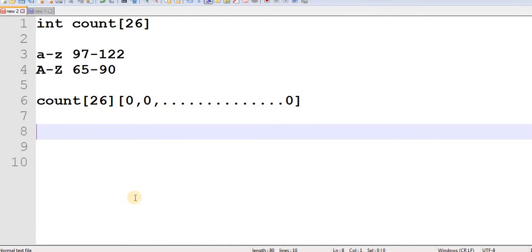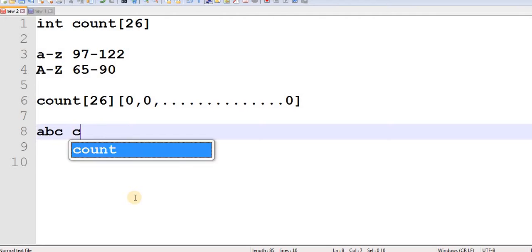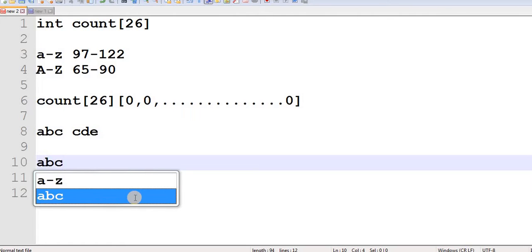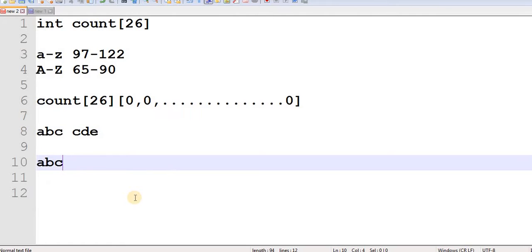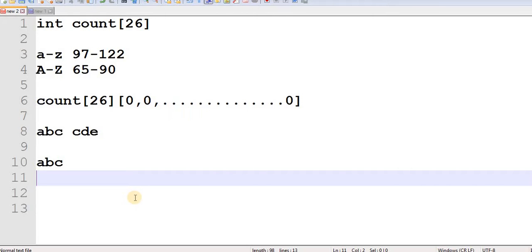Now let's take our sample input strings ABC and CDE. Let's take the first input string, ABC. The first character in the input string ABC is A. So I have to store the character counts in the counter array. How am I going to do it? With the help of ASCII values, this becomes simpler.